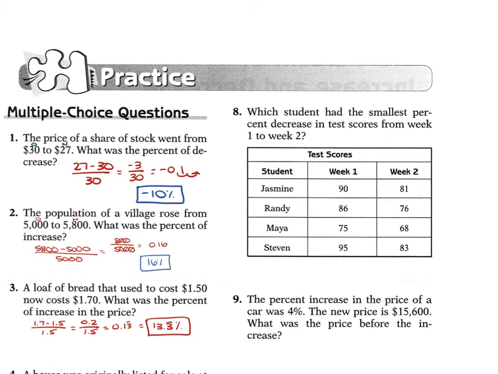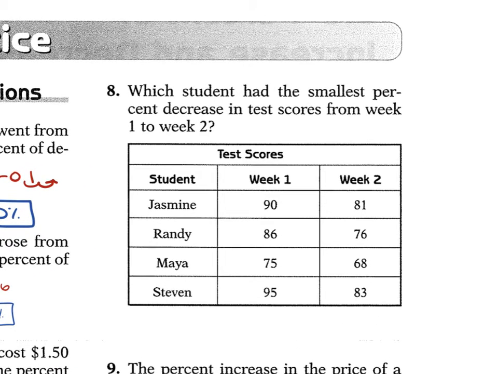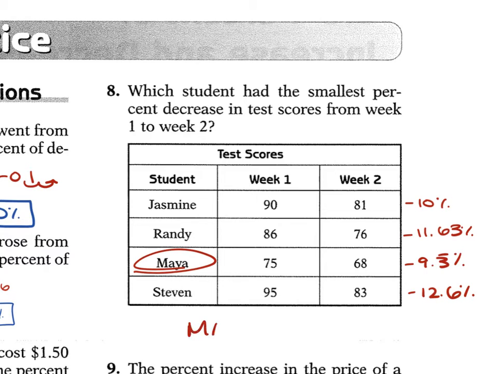For 8, it says, which student had the smallest percent decrease in test scores from week 1 to week 2? So for Jasmine, we have 90 to 81. That's a negative 10% decrease. For Randy, we have 86 to 76. That is a negative 11.63%. For Maya, we have 75 to 68. So that's a negative 9.3 repeating percent. And then for Stephen, we have from 95 to 83. That's a negative 12.6%. So the smallest there is Maya's.